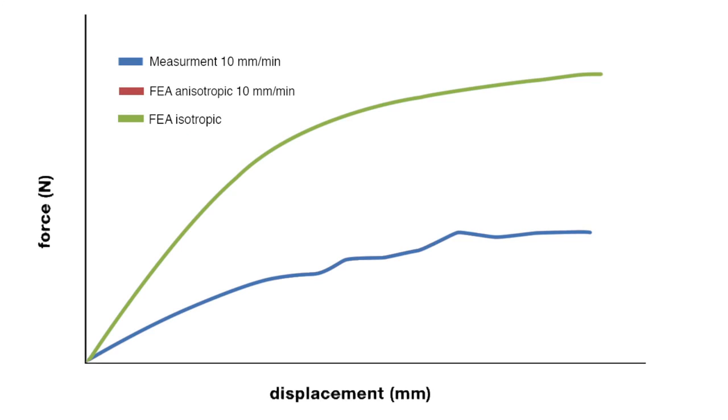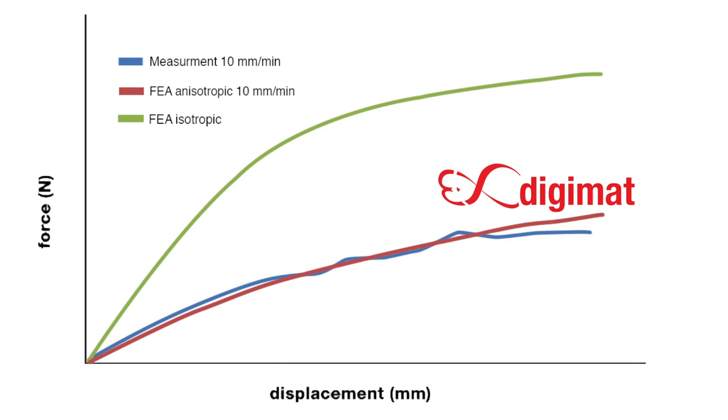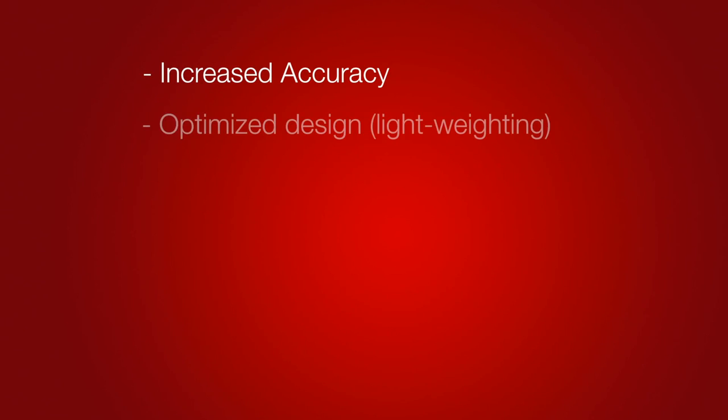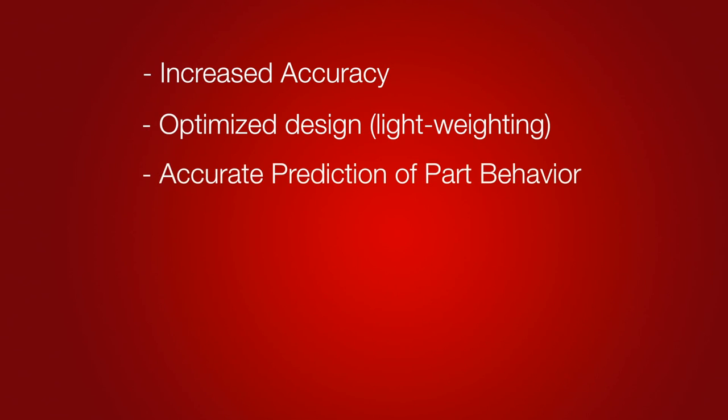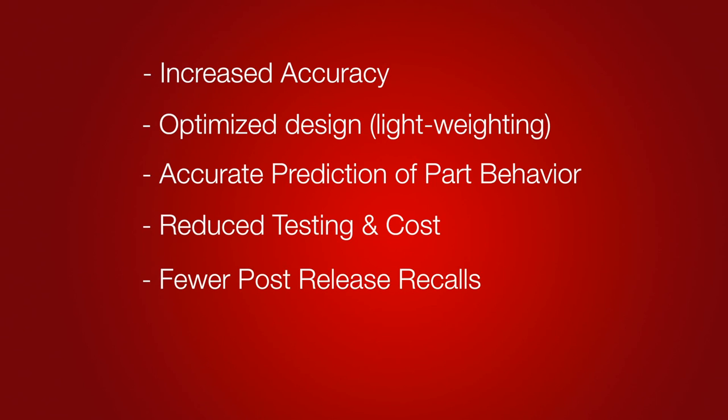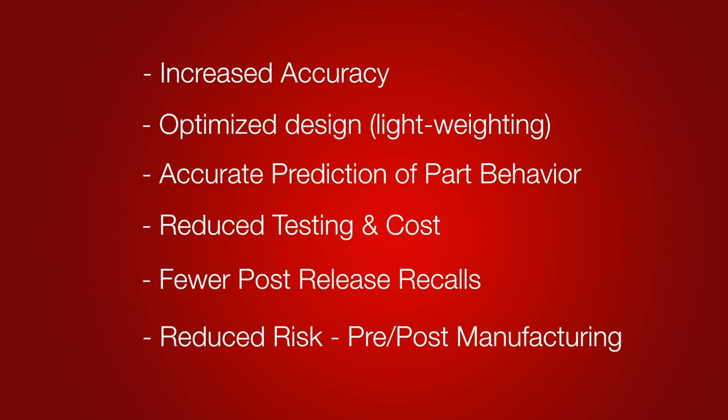This can be seen in the results represented by the red line, which shows analysis which uses Digimat's virtual material model. By using Digimat, our results match very closely with the real-world experimental measurements. The benefits to engineers from using Digimat include increased accuracy in materials testing, optimized design, which leads to lighter weighing parts, more accurate predictions of materials and part behavior, reduced testing and costs, fewer post-release recalls, and reduced risk, pre- and post-manufacturing.